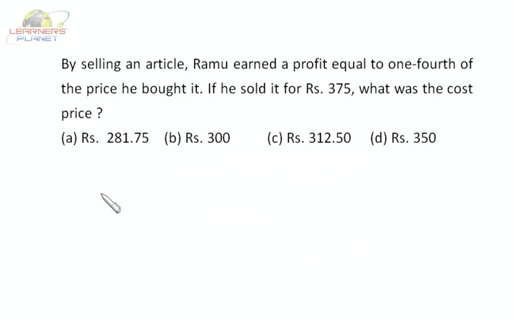Now let's say this question. By selling an article, Ramu earned a profit equal to 1/4 of the price he bought it. If he sold it for ₹375, what is the cost price? That means SP by CP is equal to 1.25. Since the profit is 25% of cost price, SP by CP ratio is 1.25, or we can say it is 5 by 4.